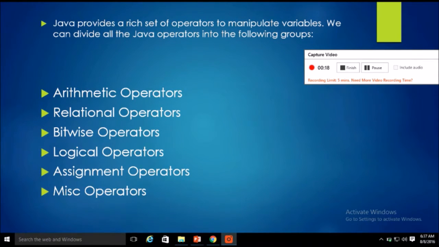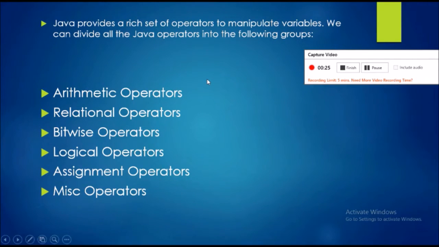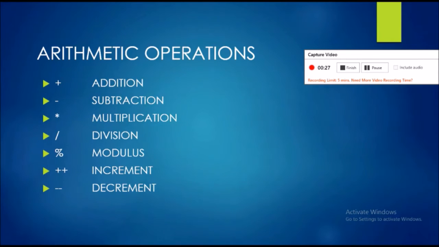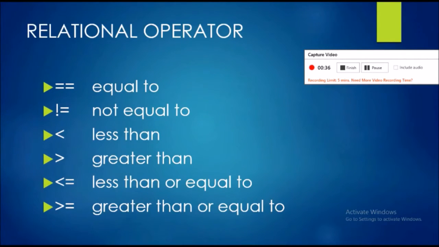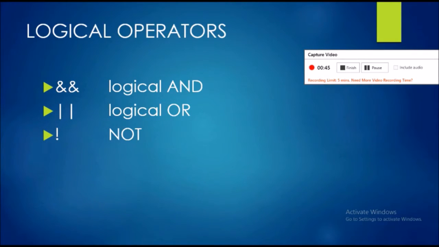We are going to learn about the very basic operators like arithmetic, relational, logical and assignment, which are most often used in our programs. Arithmetic operators are used for calculations, like addition and subtraction. Relational operators compare two operands, like equal to, greater than or less than. And logical operators are the and, or, not operations.